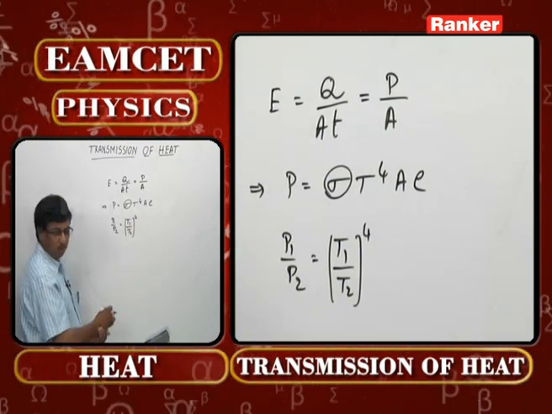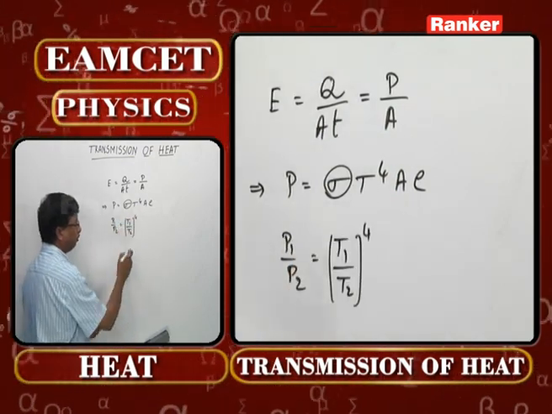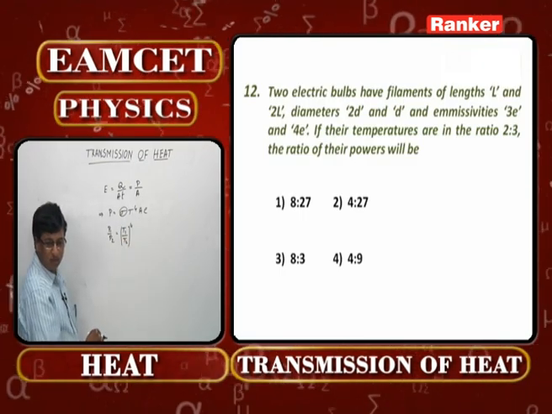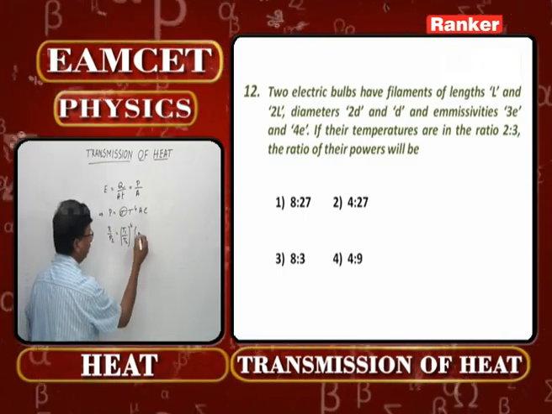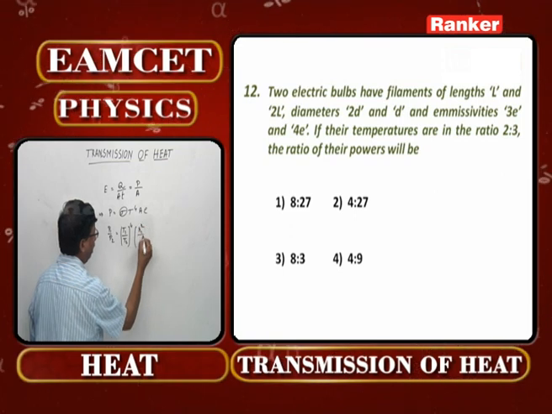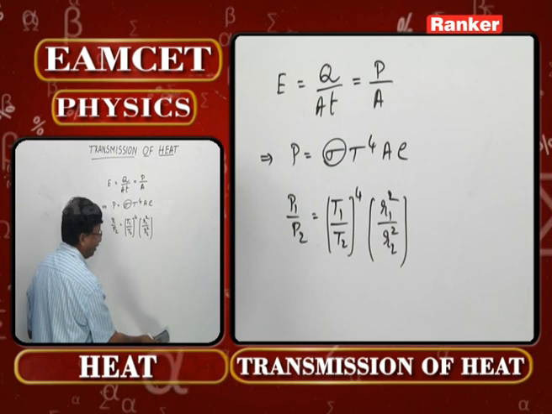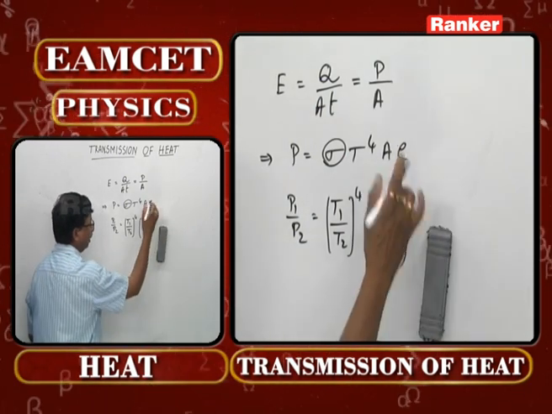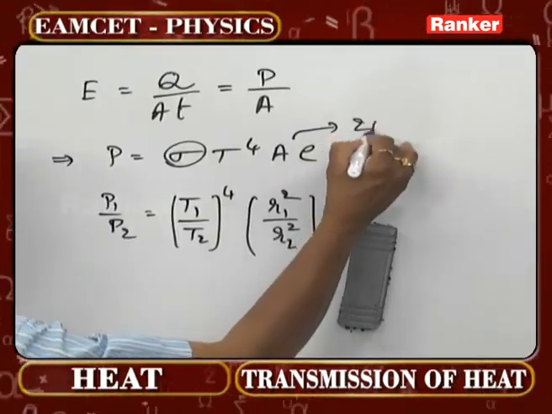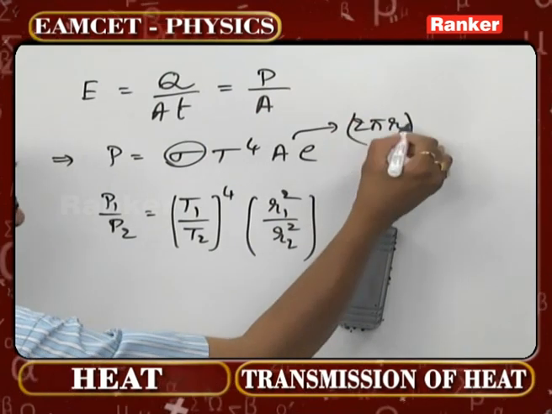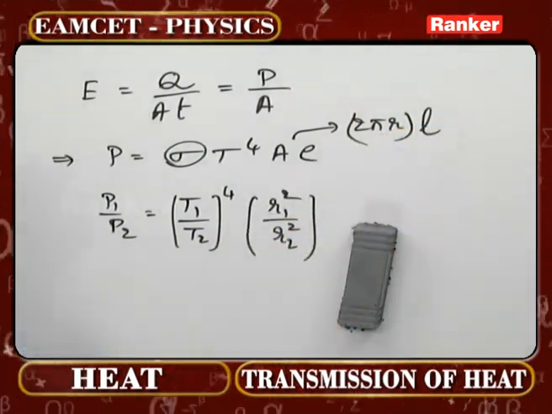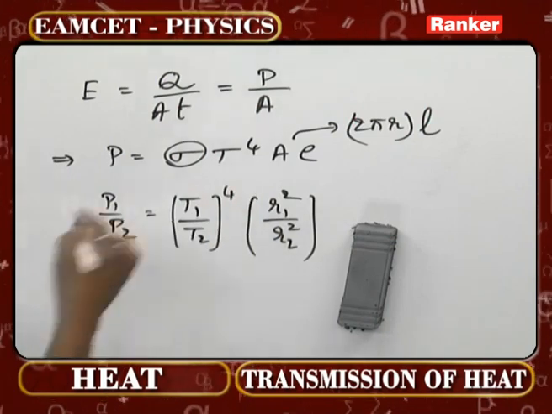What are the temperature ratio he has given? What is the temperature ratio? 2:3. And what is the next one he has given you? Diameters are given. That means this can be taken R1 square by R2 square. But it is not cross-sectional area. Understand this point carefully. What is A now to be taken here? 2 pi R into the length of it. That is the total surface area of a cylinder.